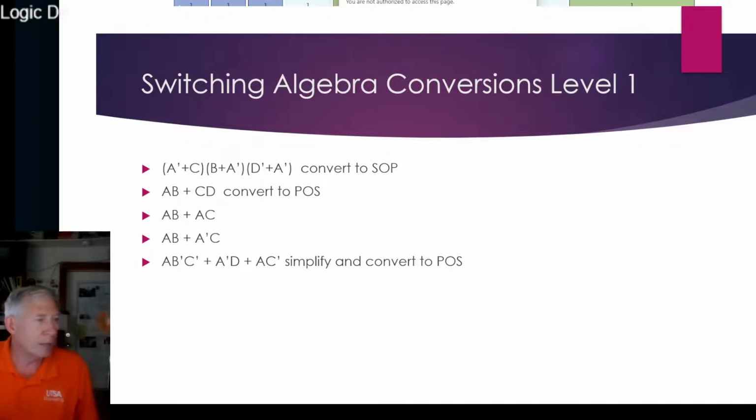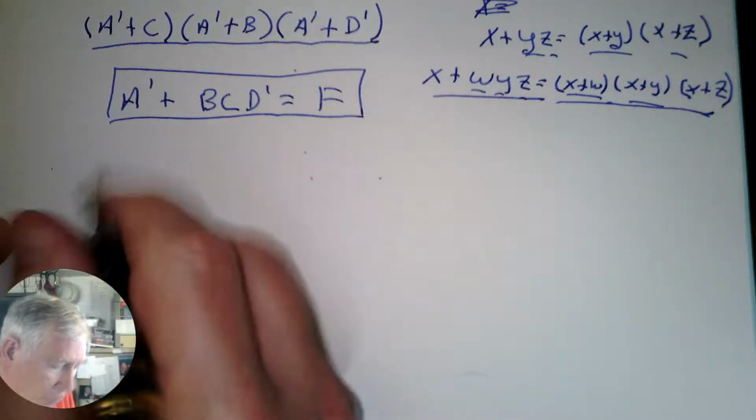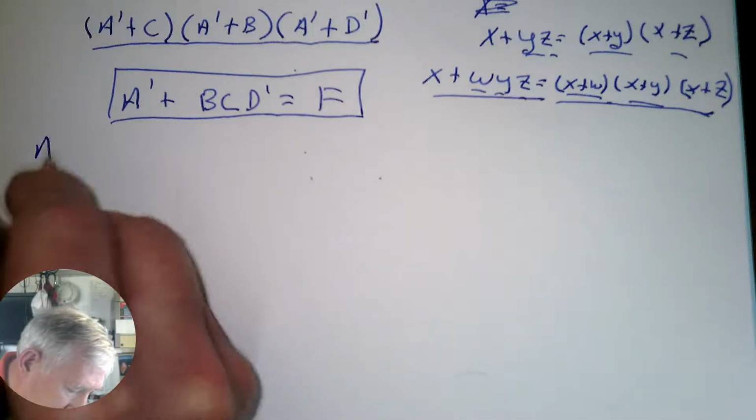We have AB plus CD. Convert that to POS. Now, I asked the in-person class, how many terms do you think we'll get out of that? Most of them said 2, but it's actually 4. Interestingly enough, 4 terms. So let's look at those. So that was AB plus CD. Really pretty simple.